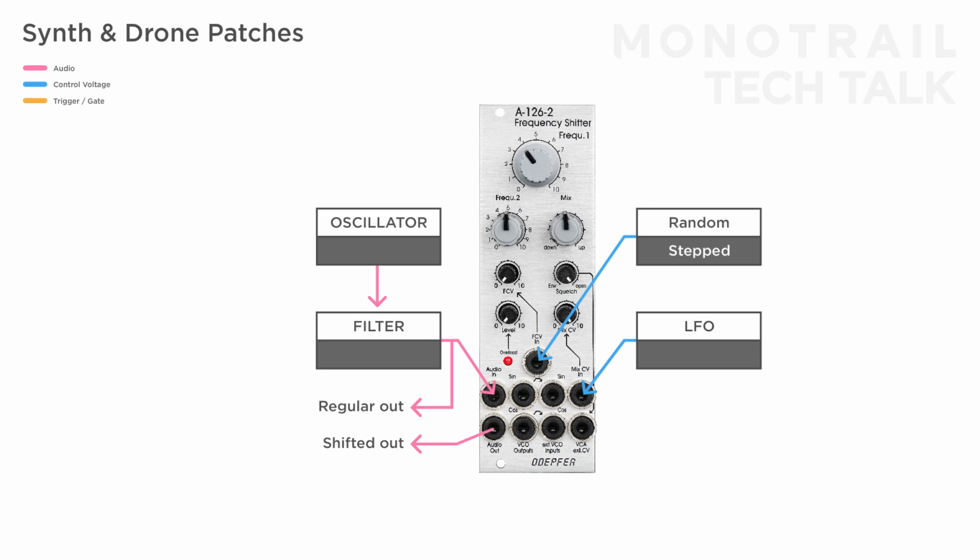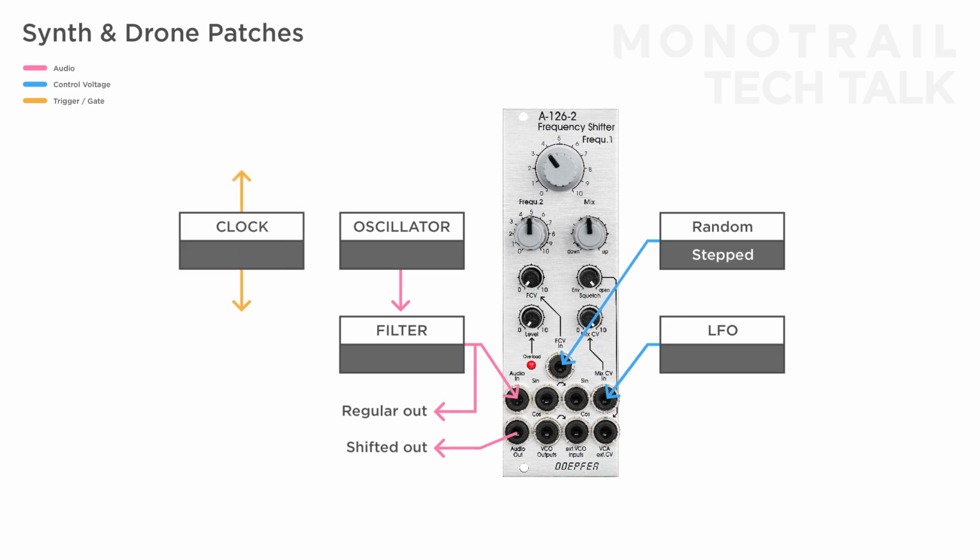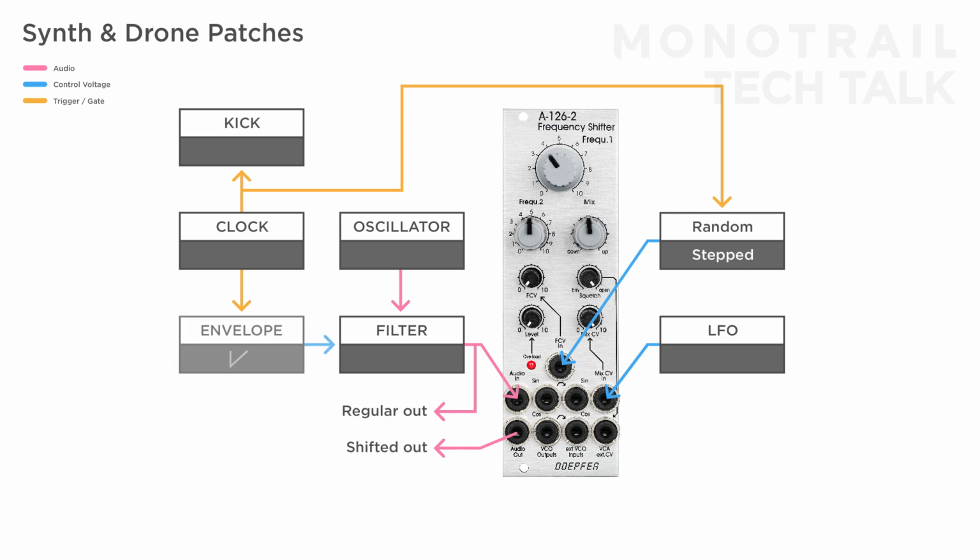You can expand on this patch by adding a clock and use it to drive a steady kick, clock the stepped random voltage, and finally trigger an inverted envelope. You can use the envelope to duck the filter every time the kick hits. Now you have an interesting rhythmic patch to explore.